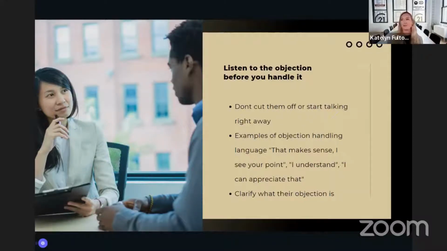So you have to understand where they're coming from. Even if you don't understand where they're coming from, you need to show the proper language to show them that you understand and that you know why they're saying this. But you need to clarify what that objection is.